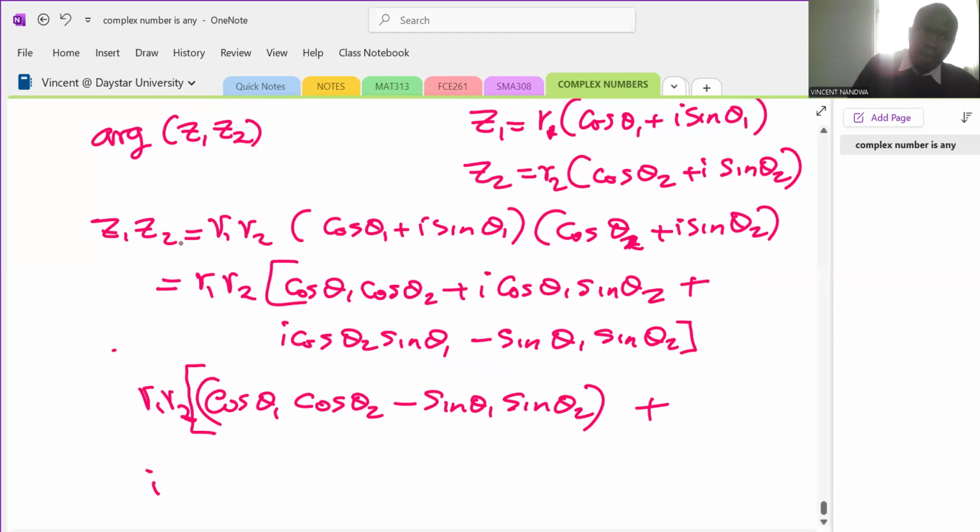Plus i, so cos theta 1 sin theta 2. This other one will be plus sin theta 1 cos theta 2 for this term here.